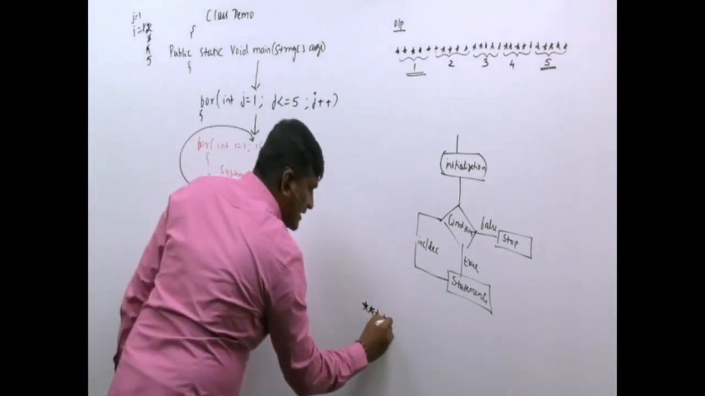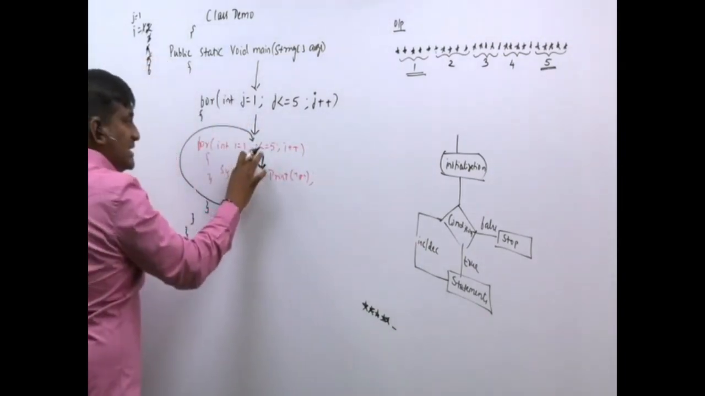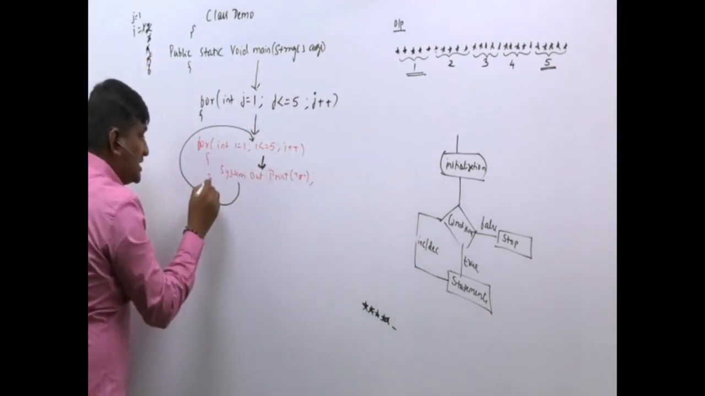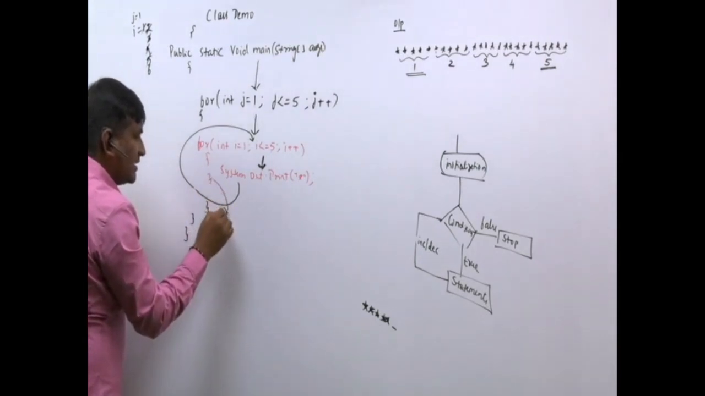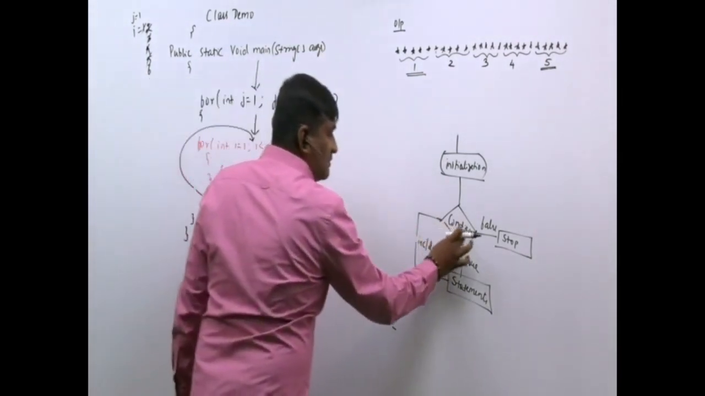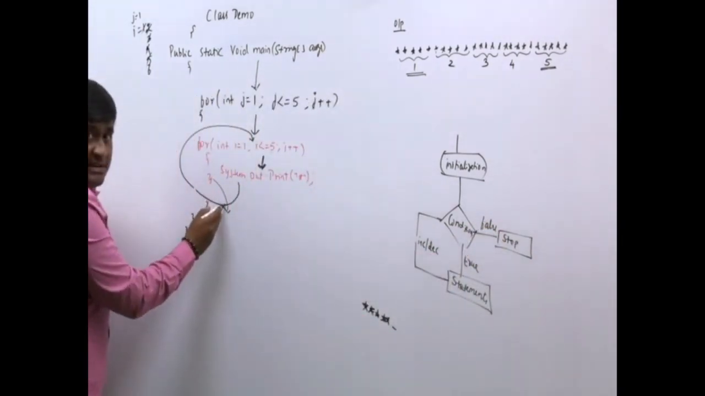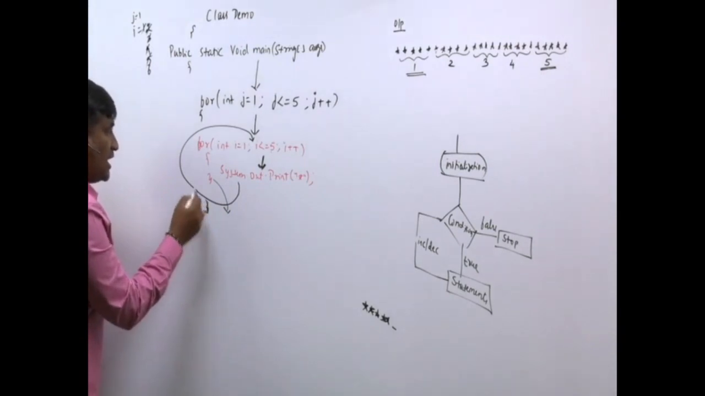Print star. Cursor will go to the next line. Again increment, I becomes how much? 6. Is 6 less than or equal to 5? No. The condition will come outside, or the control will come outside. I told you, whenever the condition becomes false, the control will come outside. Now when the control came outside, you can notice this is the closure of the outer for loop.